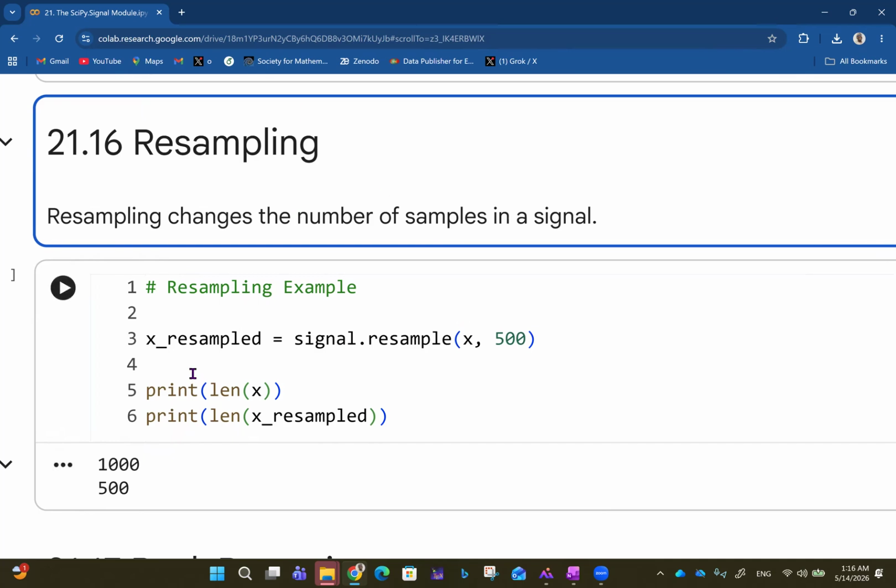So a very good example is x resampled equals signal.resample(x, 500), and then you print the length of x, which is now 1000, and the length of the resampled is 500. So it's more like you have changed the length of the sample from 1000 to 500, depending on your need.